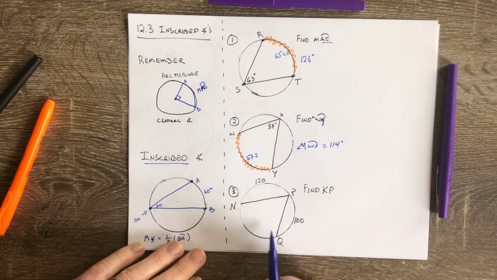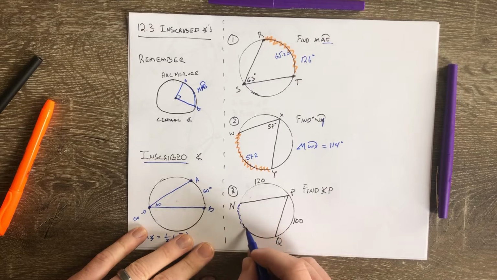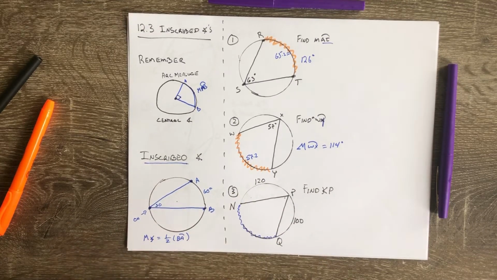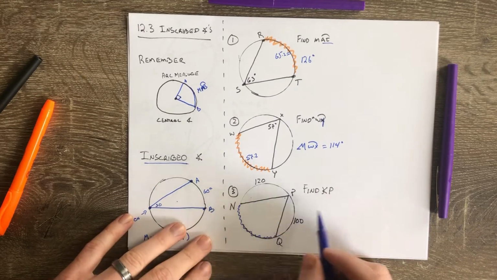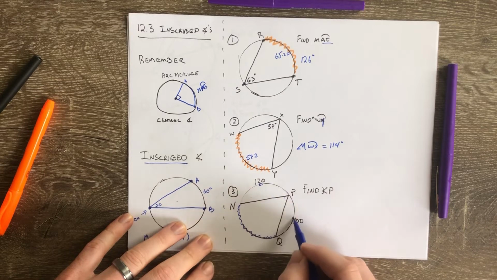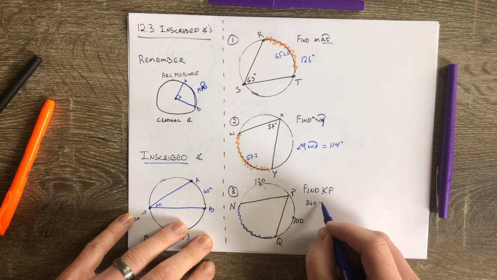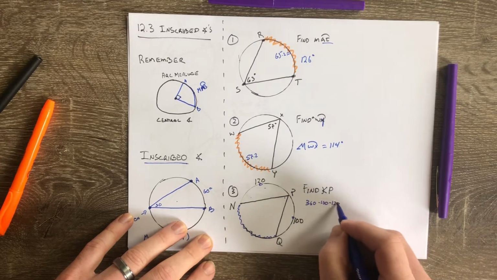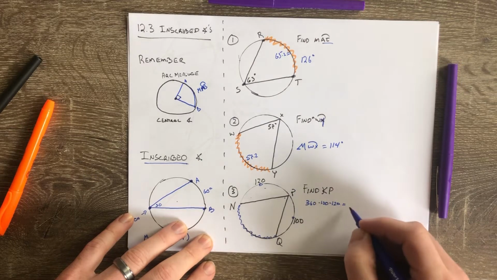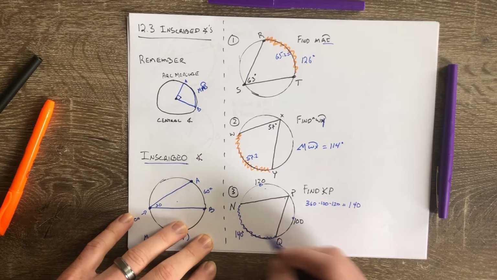Next one's a little trickier, right? We want to find the measure of angle P, and angle P is intercepted by this arc right here, NQ, but we don't know what NQ is yet. But we know that all the way around is 360, and there's 3 pieces. We know 2 of the pieces, so I can just do 360 minus 100 minus 120. 360 minus 100 is 260, minus 120 is 140. So that gives me this as 140 degrees.